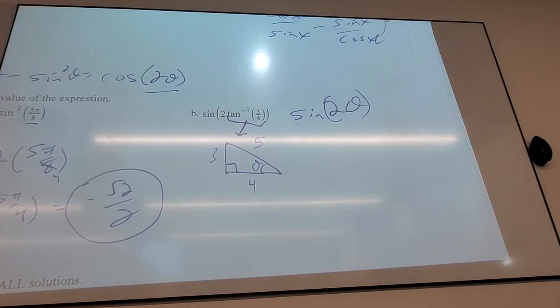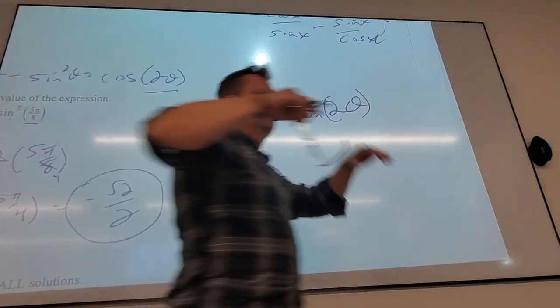Do I have a way to rewrite sine of twice theta so that it's using theta? Because I have a triangle with theta in it. Do you guys see what I'm saying? Of course we have a way to. What's the way to rewrite sine of twice theta? 2 sine theta cosine theta.